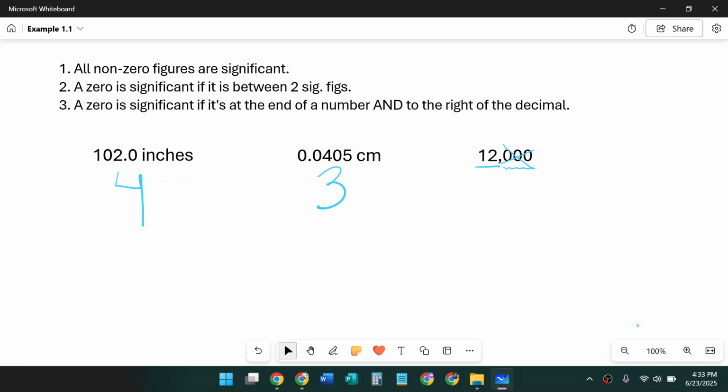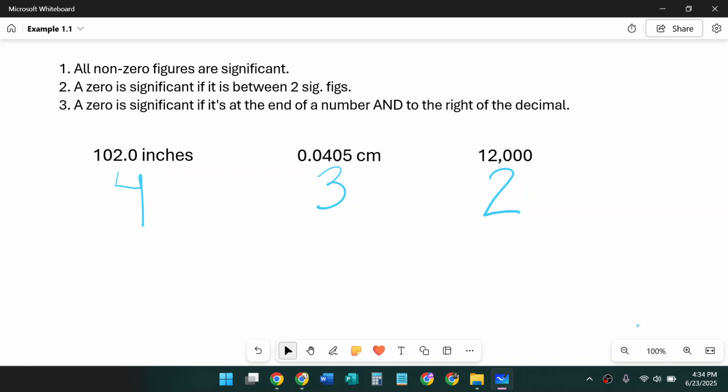I'll use those terms interchangeably because some books use significant figures, some use significant digits, and I'll often abbreviate it to sig figs because one of my teachers used to say that when I was in high school. Anyways, back to this number, 12,000 only has 2 significant figures, and that is the 1 and the 2. The other 3 are not significant.